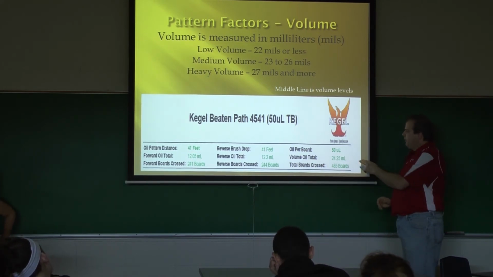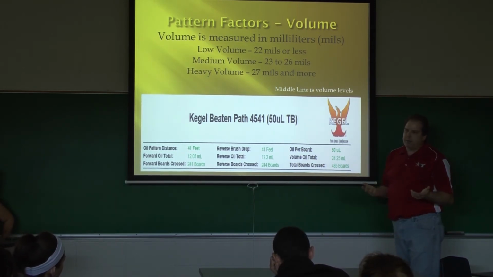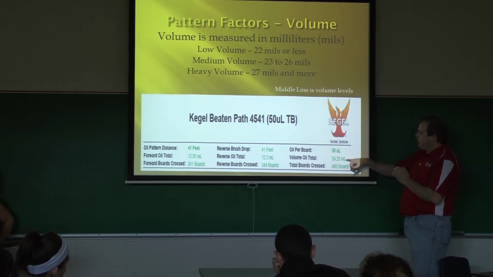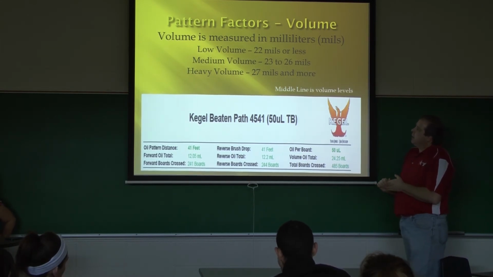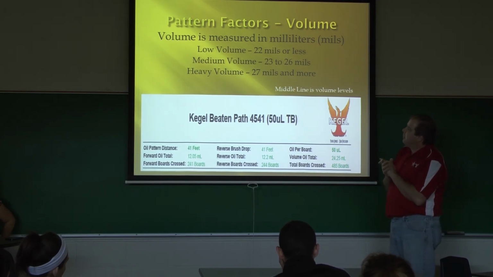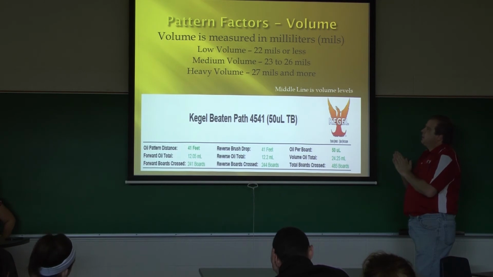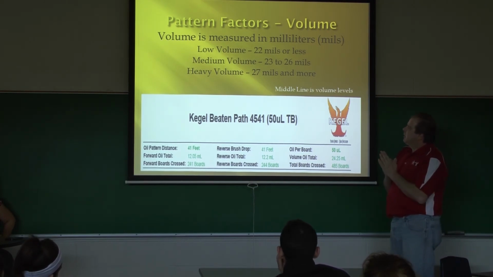The streams are either at 50 microliters or 40 microliters, and it doesn't really play into it as much as the overall volume does. Lower volume patterns, these are just numbers that I come up with. In today's range, 22 or less is low volumes. 23 to 26, more in the medium range. 27 or more, starting to get up there.